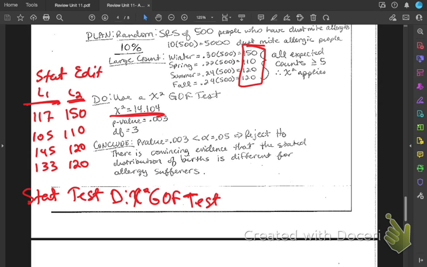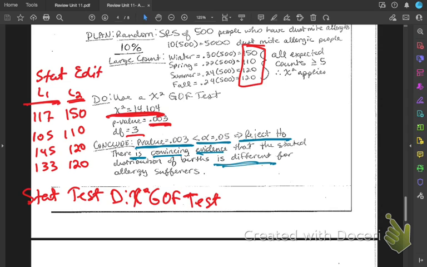get your chi-squared test statistic, your p-value, your degrees of freedom were 3. There's 4 categories, minus 1 is 3, and that's what you get. Conclude. Our p-value is 0.003. That is less than our alpha of 0.05. We will reject that null hypothesis. There is convincing evidence that the stated distribution is different for these allergy sufferers.